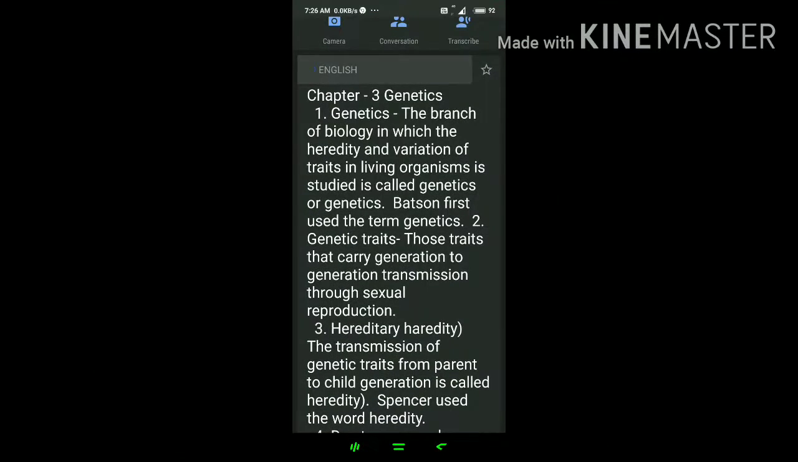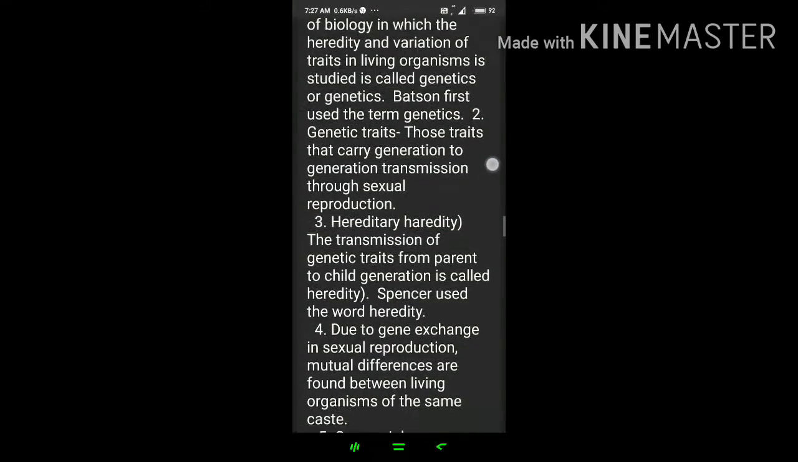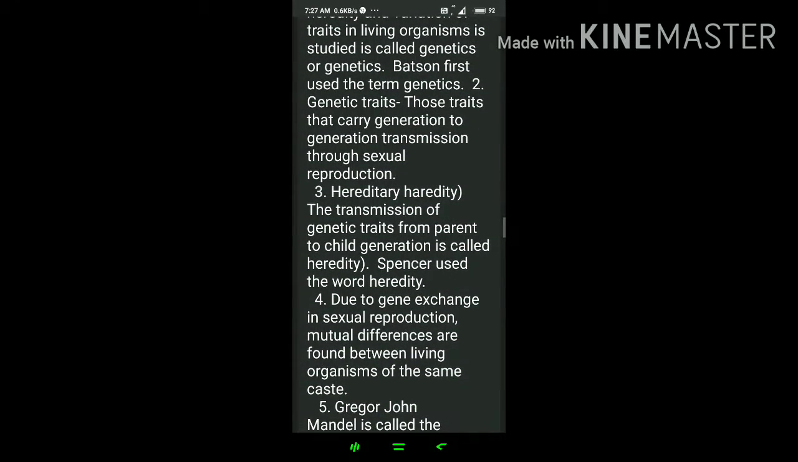Genetics. Chapter 3. 1. Genetics: the branch of biology in which the heredity and variation of traits in living organisms is studied is called genetics. Bateson first used the term genetics. 2. Genetic traits: those traits that are transmitted from generation to generation through sexual reproduction.